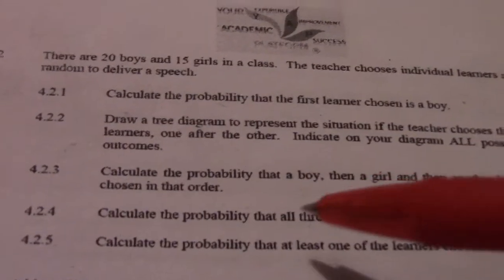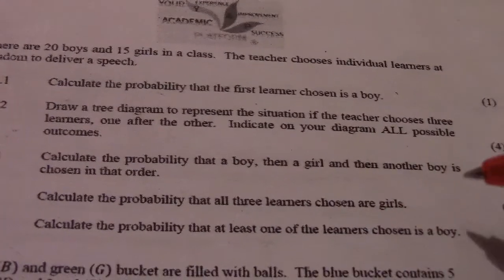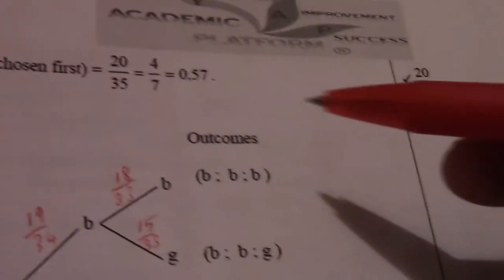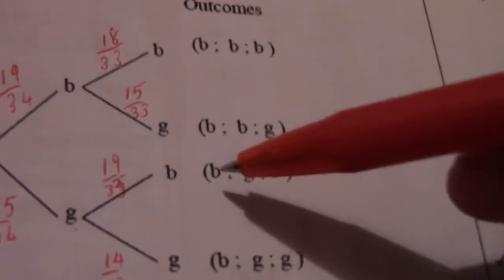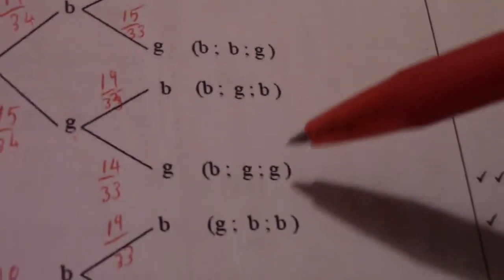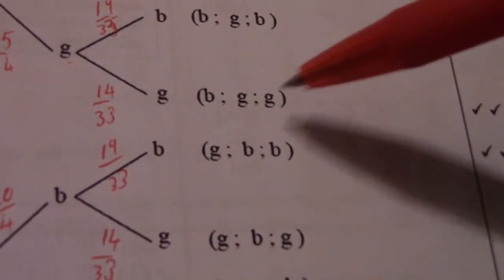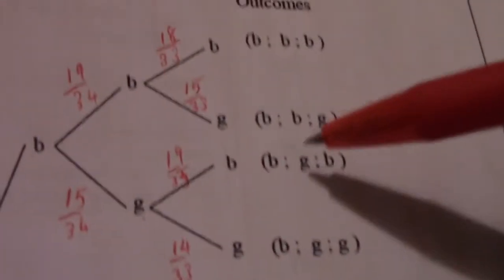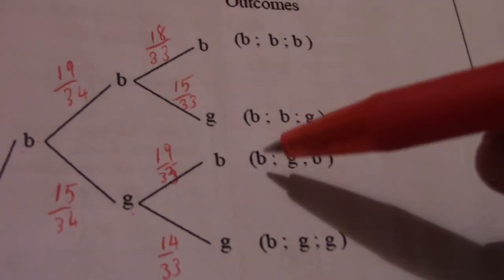We're still together, right? So we look at the next question. Calculate the probability that a boy, then a girl, and then another boy are chosen in that order. So we want BGB. There I chose a boy, girl, boy. So the only one we have is BGB, where I choose a boy, girl, boy in that order.